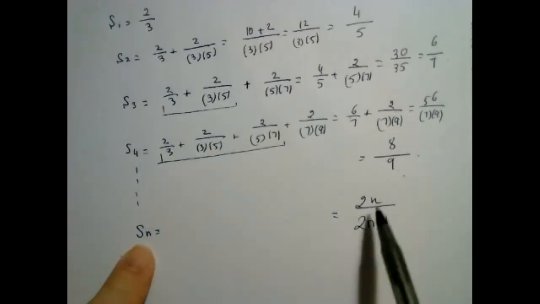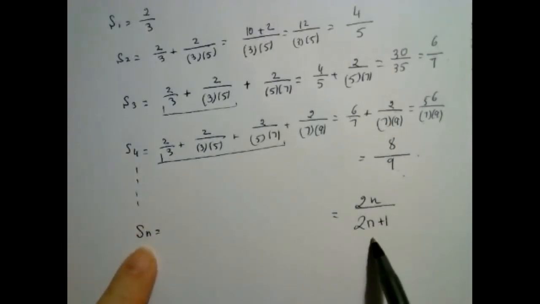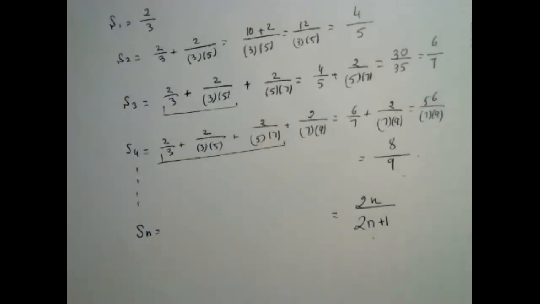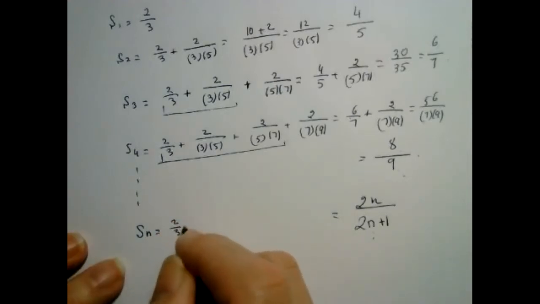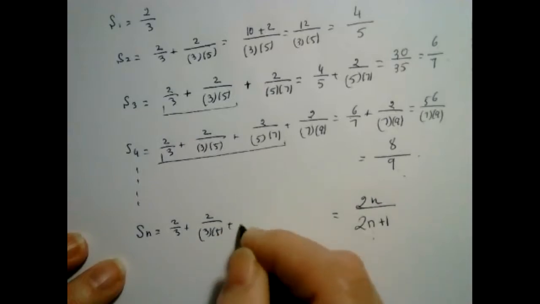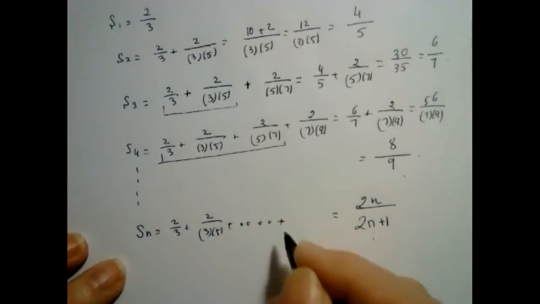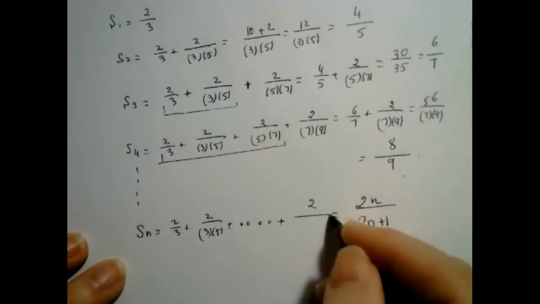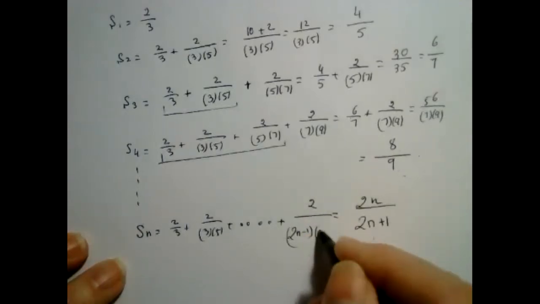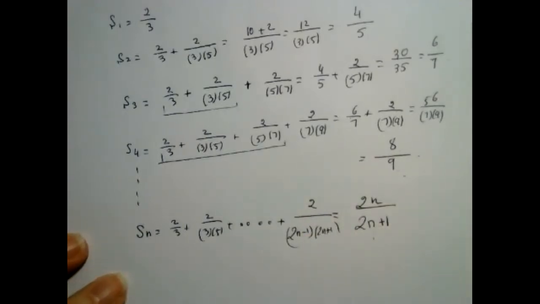So if n equals 4, it's 8 over 9. N equals 3, 6 over 7. N equals 2, 4 over 5. So that's really the sum of the first n terms. It means if I add the first n terms, so I keep adding, plus, plus, plus, up to the nth term, which is 2n minus 1 to n plus 1, I get that much.